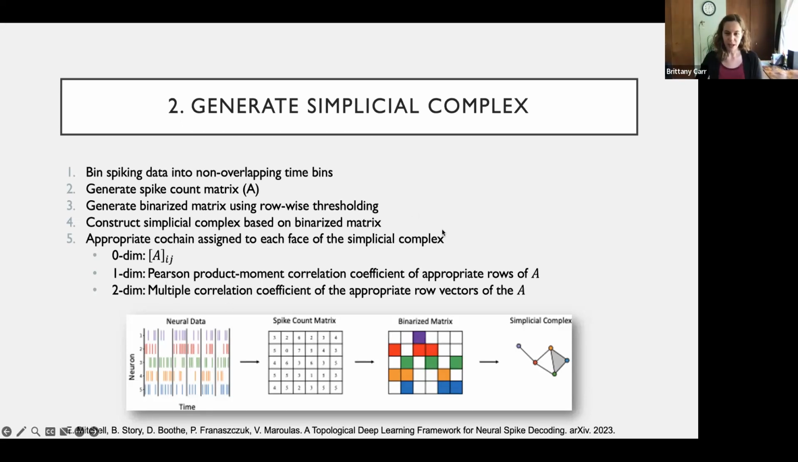So last but not least, if we're going to do some topology, we probably need to assign some cochains. So for the first dimension, we're just going to go ahead and assign our spike count matrix number to our 0-dimensional elements. For the 1-dimensional elements, we're going to attach the Pearson product moment, the correlation coefficient of the appropriate rows of A. And then for 2-dimensional, we'll attach the multiple correlation coefficient of the appropriate row vectors of the spiking matrix A. So basically, right, we're leveraging this underlying structure, and this structure is what we're going to feed into our machine learning algorithm.